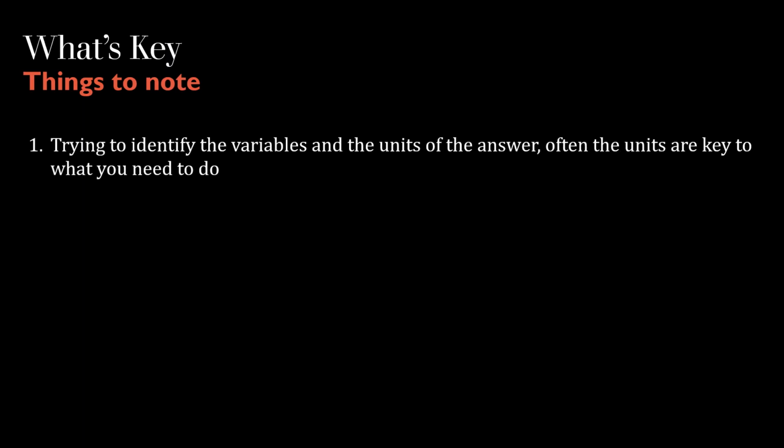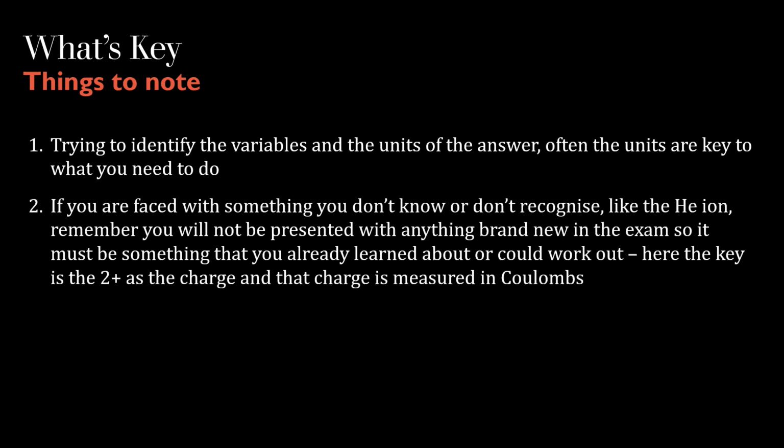So key things to note here are, again, identifying the variables and the units required for the answer. The units are key to what you need to do. You can look at them, see it's a V, and know that you're looking for something with volts in it. If you're faced with something you don't know or don't recognize, like the helium ion, remember you won't be presented with anything brand new in the exam, so it must be something that you've already learned about or could work out. Here the key was the 2+ as the charge, and that the charge was measured in coulombs, and knowing that an electron and a proton have the same charge but with opposite signs.